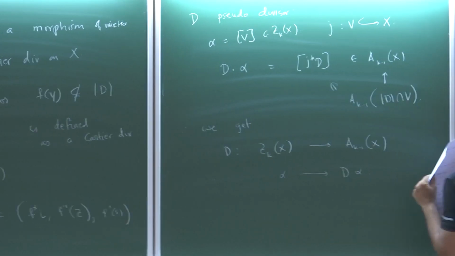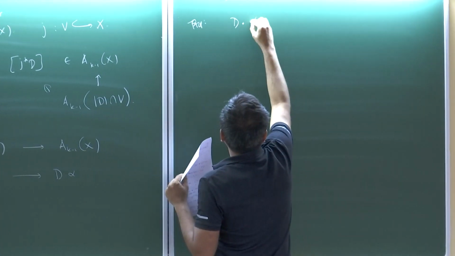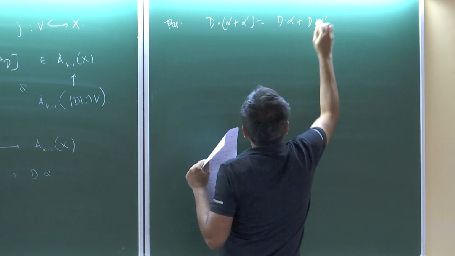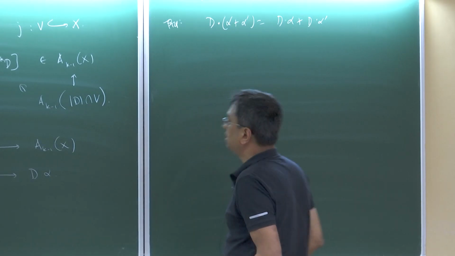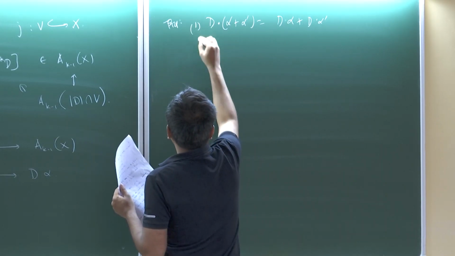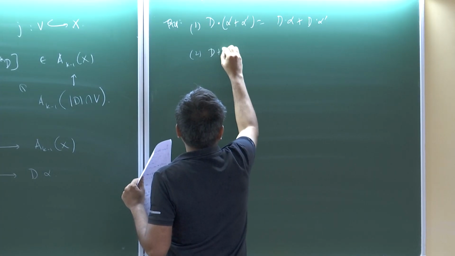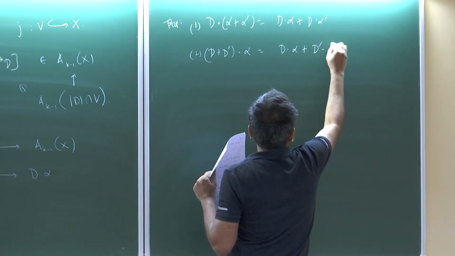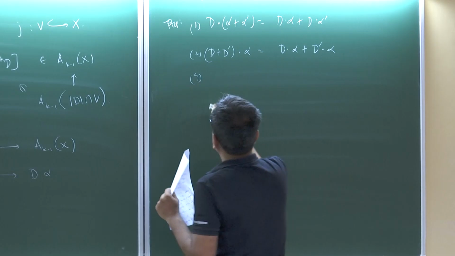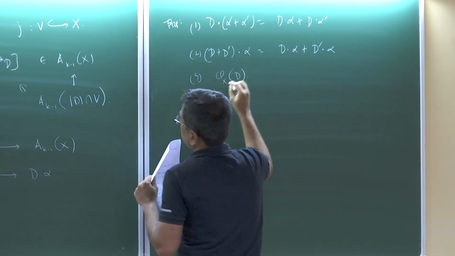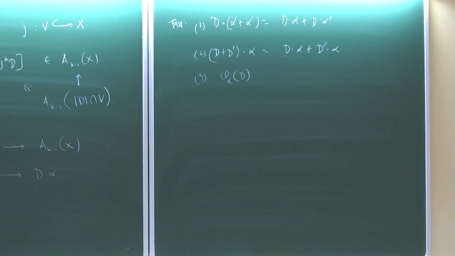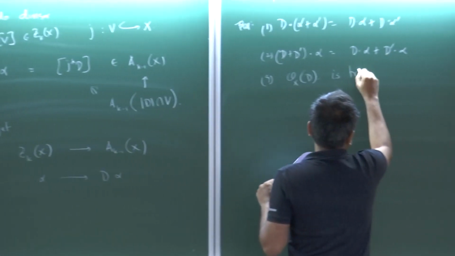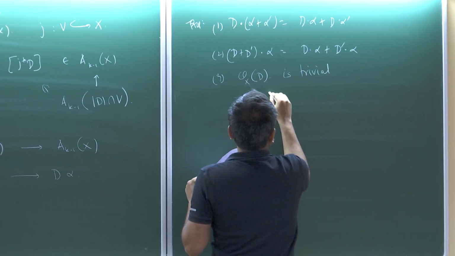So this proposition: D dot (alpha plus alpha dash) equals D dot alpha plus D dot alpha dash. This is actually sort of redundant because we defined it on basis and extended it as a group homomorphism. The second one is not redundant, but it's obvious. So (D plus D prime) dot alpha is D dot alpha plus D prime dot alpha. This is as an exercise. The third one is, if O_X(D), this is the line bundle defined by this pseudo divisor, is trivial, then D dot alpha is 0.